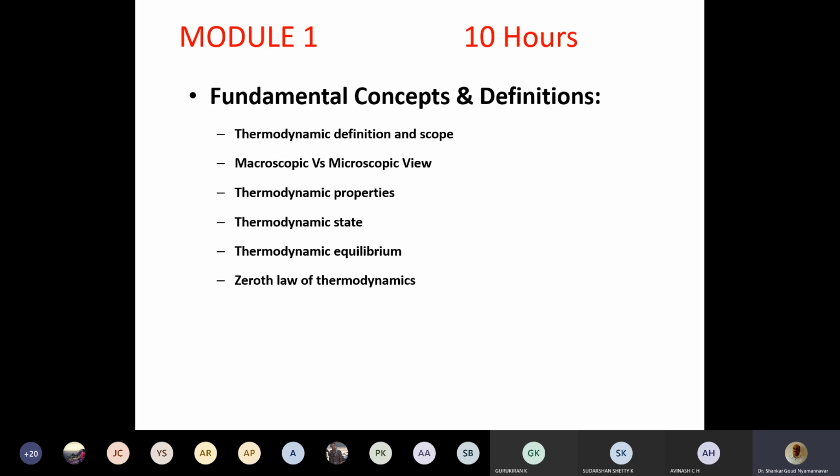So let's go to module 1. In module 1, we will be studying first of all the fundamental concepts and definitions: thermodynamic definition, scope, macroscopic and microscopic view, thermodynamic properties, thermodynamic state, thermodynamic equilibrium, zeroth law of thermodynamics, and then the concept or definition of temperature. We will discuss these topics in the first module.